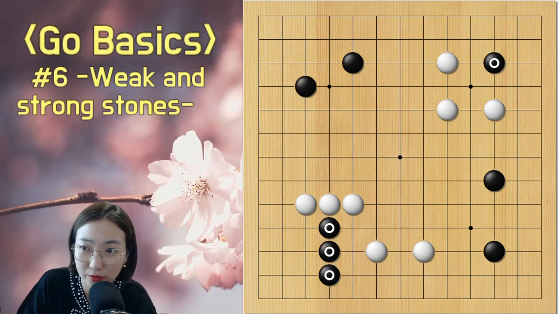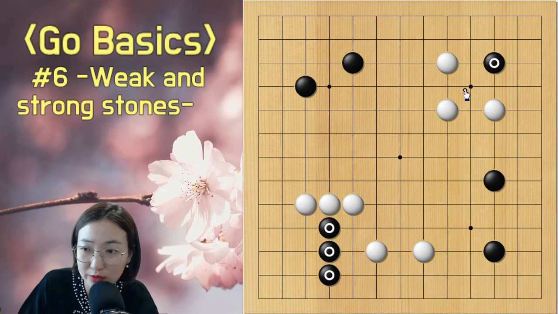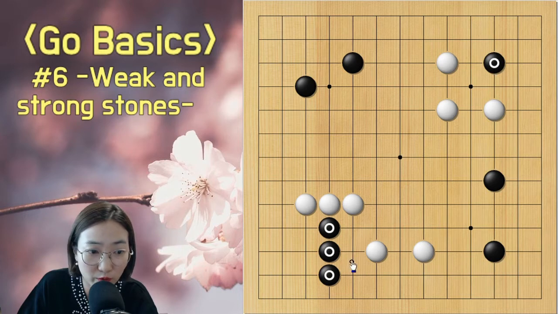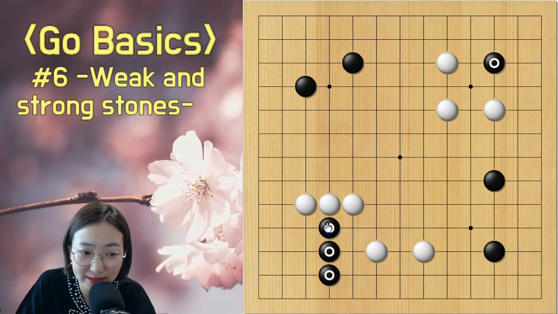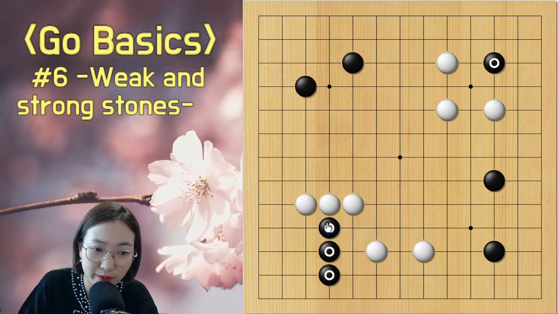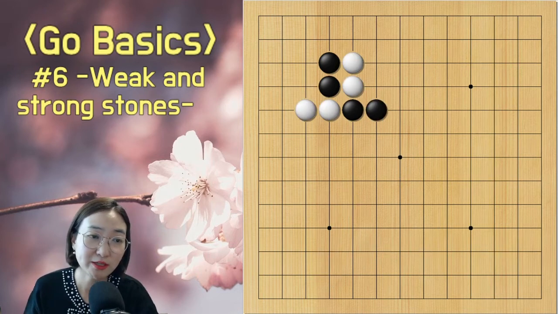Looking at this stone, here you can see that it is surrounded by white stones. The three stones over here are in the same situation. They are isolated, so it would be hard for them to build their territory inside. Let's look at another example.